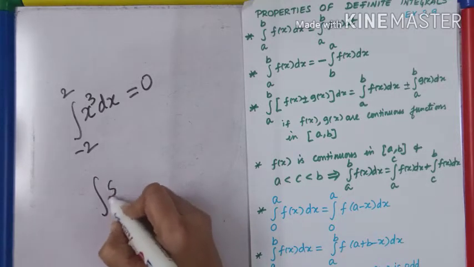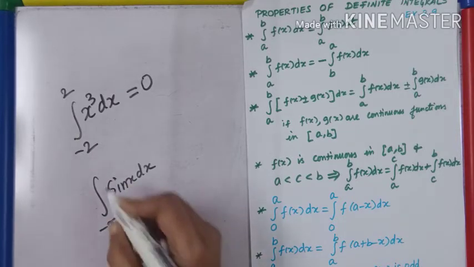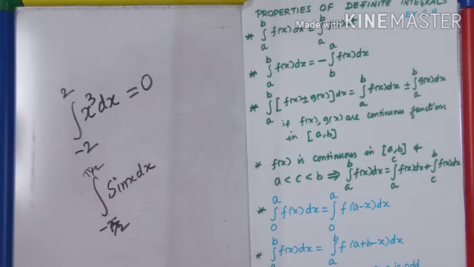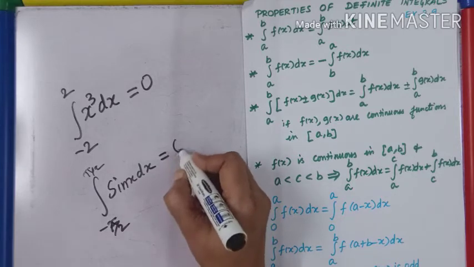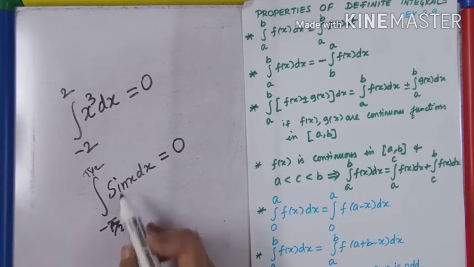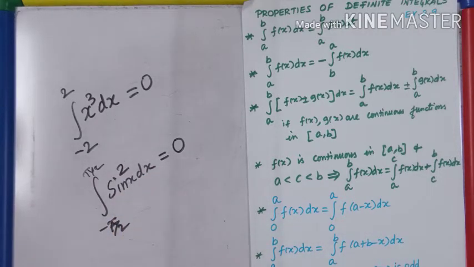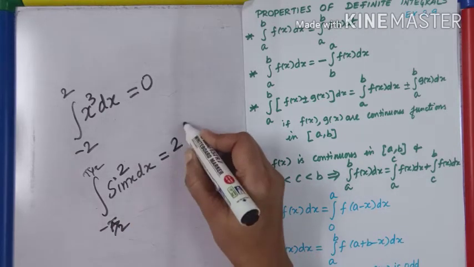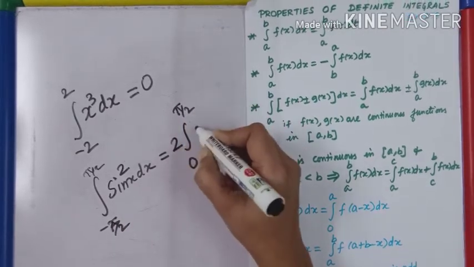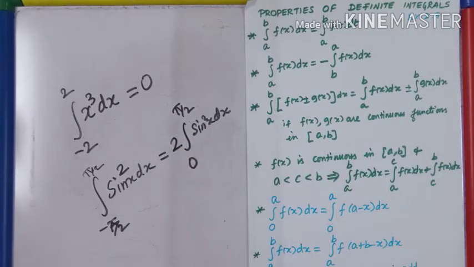Suppose sin x is coming. Now what is the answer? Now also sin x dx is given. Now also my answer is 0 because it is an odd function. Suppose it is sin square x, is it odd? Whenever the power is even, the entire function becomes even. So the answer will be 2 times integral 0 to pi by 2 sin square x dx, and then we'll have to proceed with the usual integration.